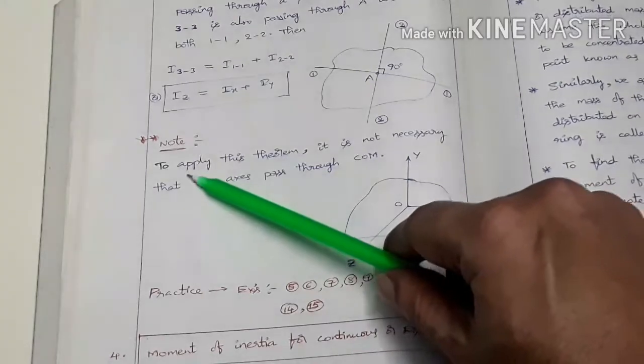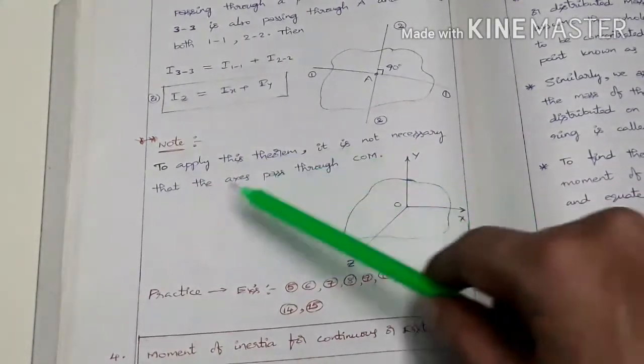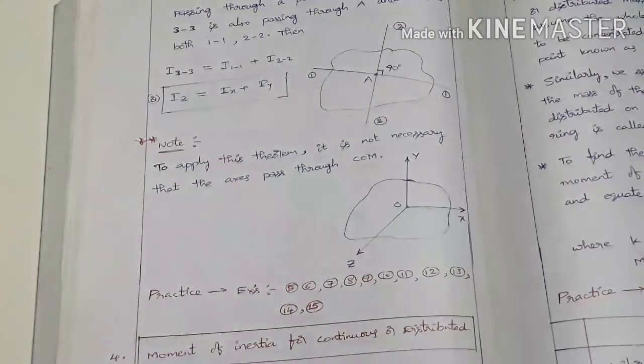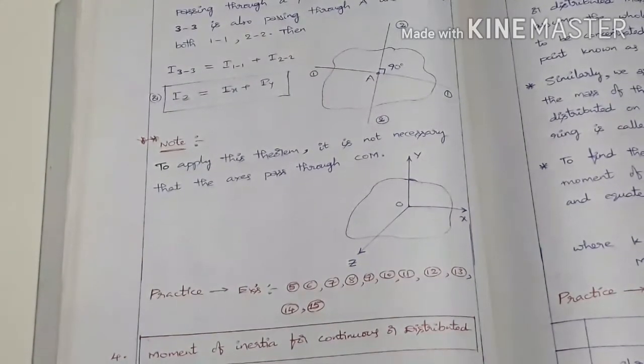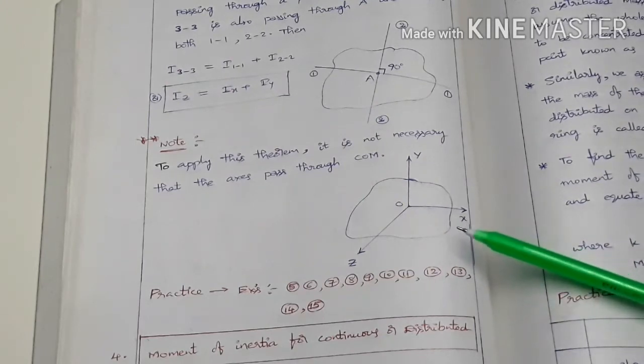So note, there is a note point here. To apply this theorem, it is not necessary that the axis must pass through the center of mass. In the parallel axis theorem, one of the two parallel axes must pass through the center of mass. But in the perpendicular axis theorem, no need to consider the center of mass. The axis of rotation need not pass through the center of mass. Okay. So for the parallel axis theorem, we consider a three-dimensional body, and the perpendicular axis theorem is suitable for two-dimensional bodies here.